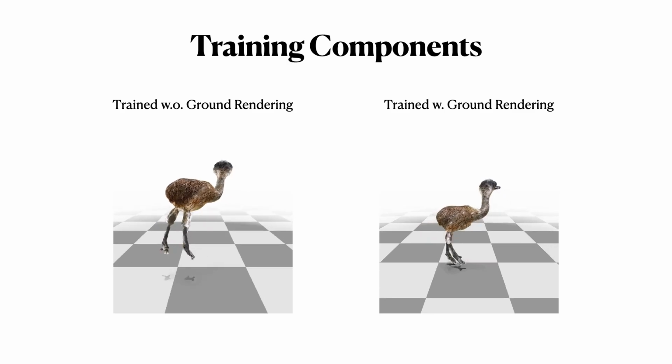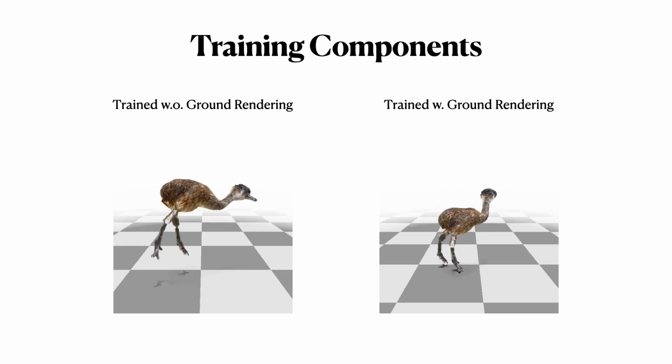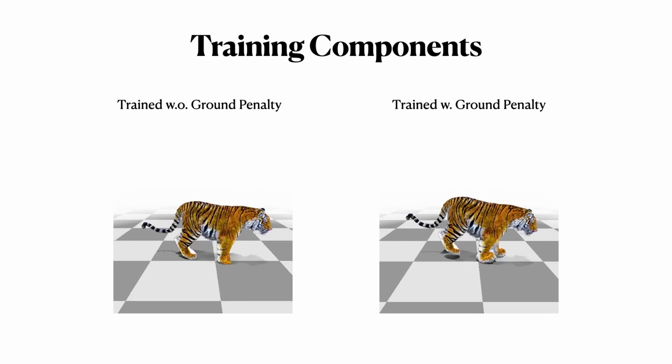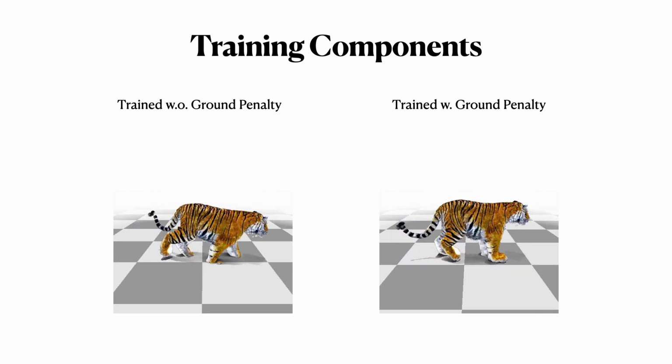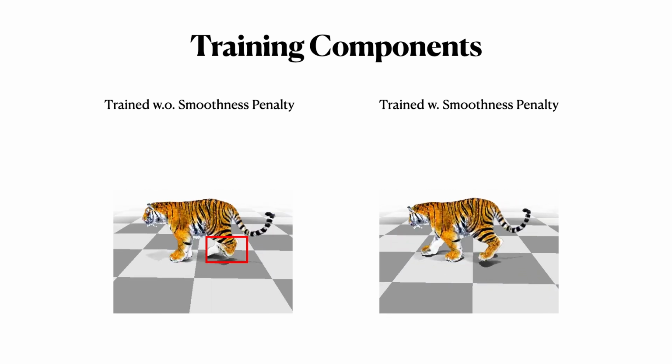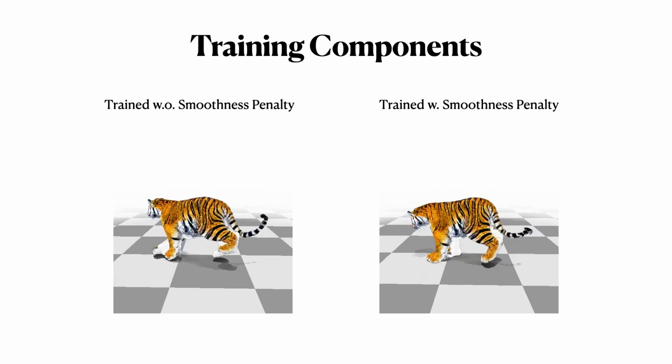When trained without ground rendering, the assets may exhibit severe foot skating issues and appear to float above the ground. When trained without a ground penalty, the results may penetrate the ground. When trained without a smoothness penalty, the asset may experience large, unrealistic deformations.